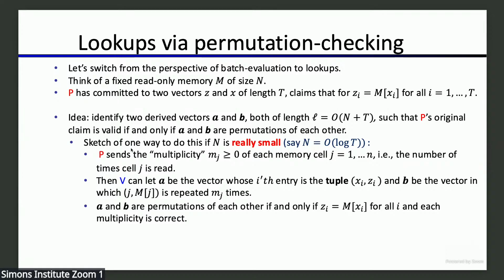So we can let A be the vector whose ith entry is xi comma zi. So these are like the actual addresses and the claimed answers. And B be the vector where I actually take the table entries and repeat them a certain number of times. And it's easy to see that A and B under this definition are permutations of each other if and only if the reads are all correct. Any questions?